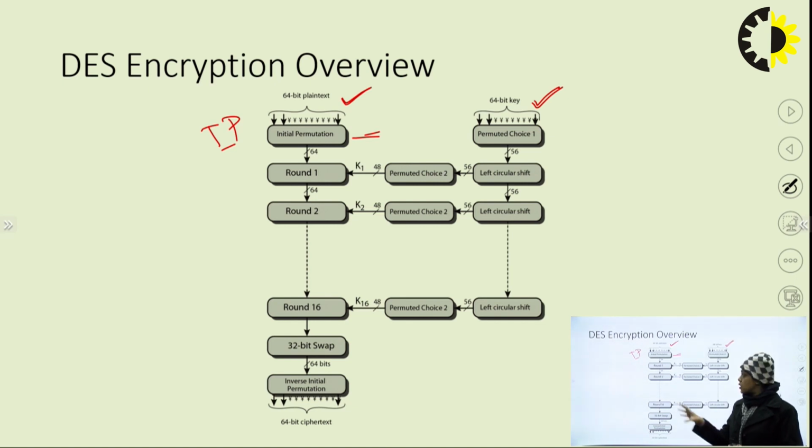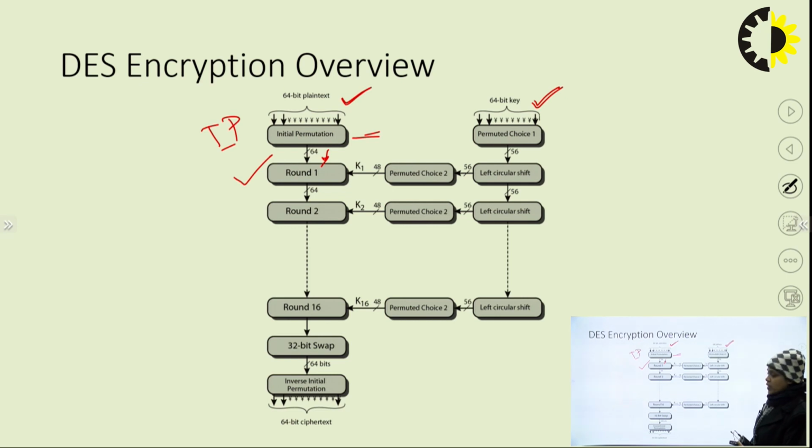We will discuss the individual things written over here in detail afterwards, but right now it's a complete general diagram to show the DES encryption overview. As an input, we are taking the 64-bit plain text. It will come over here, and we will perform the initial permutation on it. After performing this initial permutation, we have 64 bits of information with us. The 64-bit information will go to round 1.